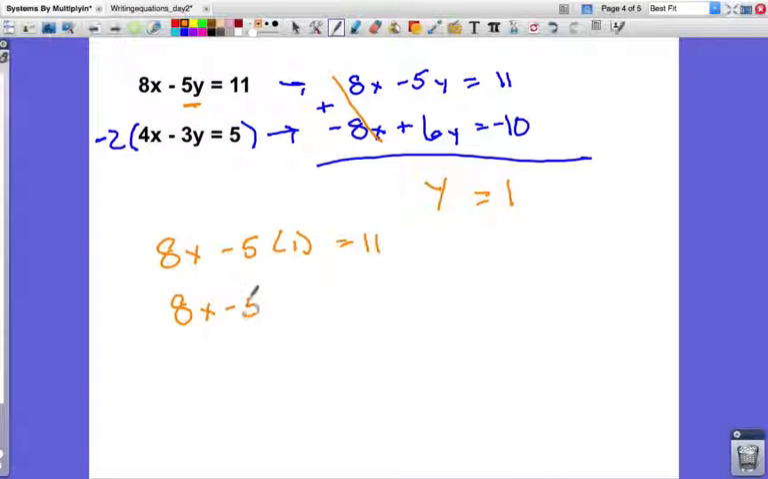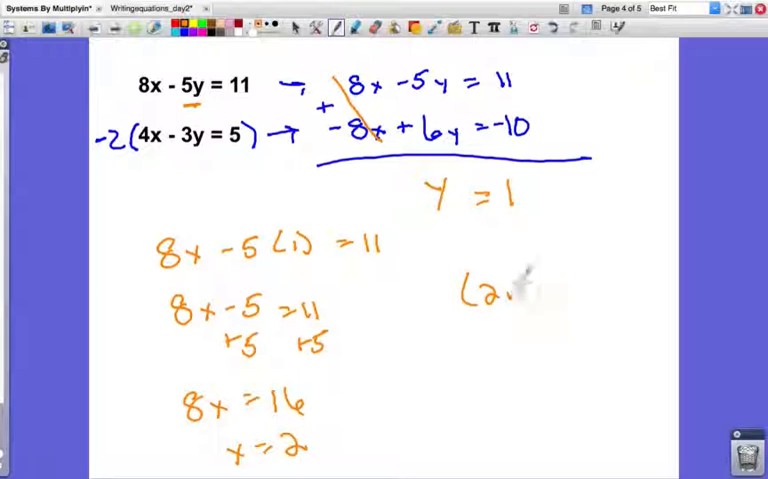8x minus 5 equals 11. Let's add 5 to both sides. 8x equals 16. So my x equals 2. So my solution is (2, 1).